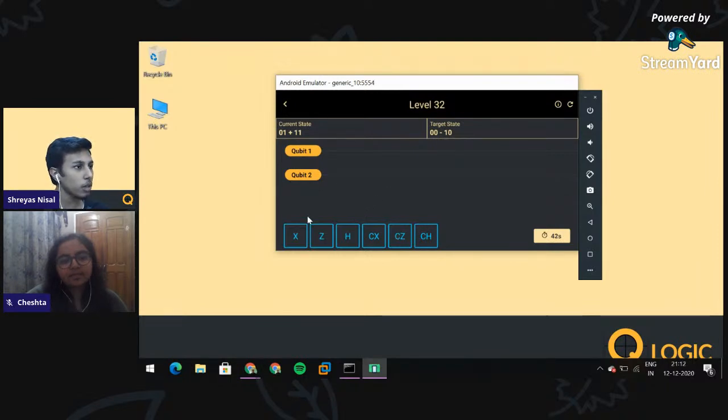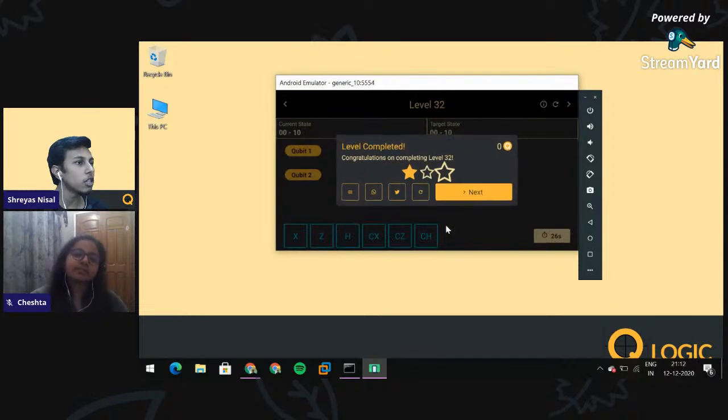So I'm going to apply an X gate on the second qubit. That gives me 00 plus 10. Now I just need to convert the 10 to a minus 10, so I apply a Z gate on the first. This solves it, but as you can see, it just gave me 1 star, even though I solved it in just 2 gates. That was because I used a lot of time. I'm just left with 26 seconds out of 60.